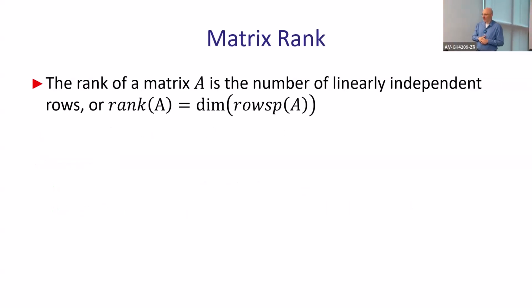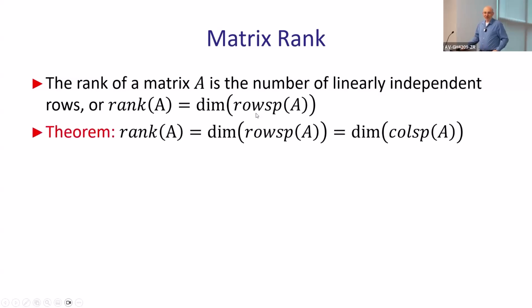Okay, matrix rank. So rank tells you how many linearly independent rows in the matrix you have. And we call it rank. This is the name that we will be using, rank of A, and this is practically the dimension of the row space of A.